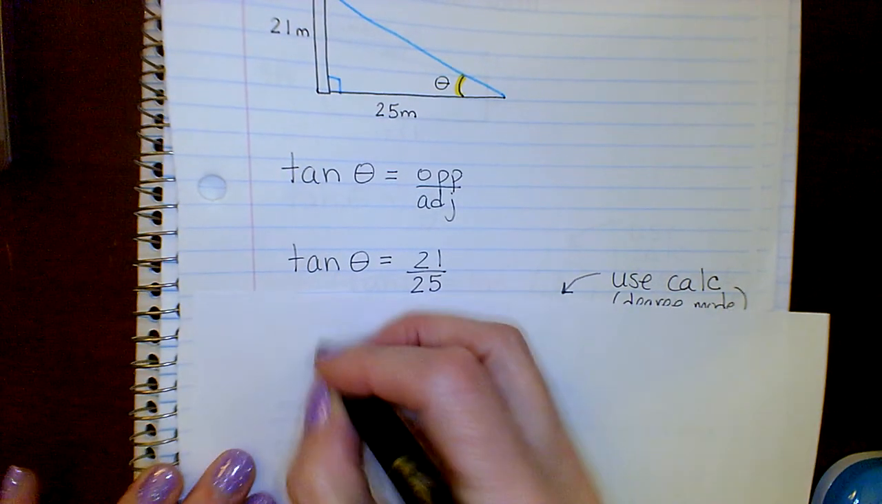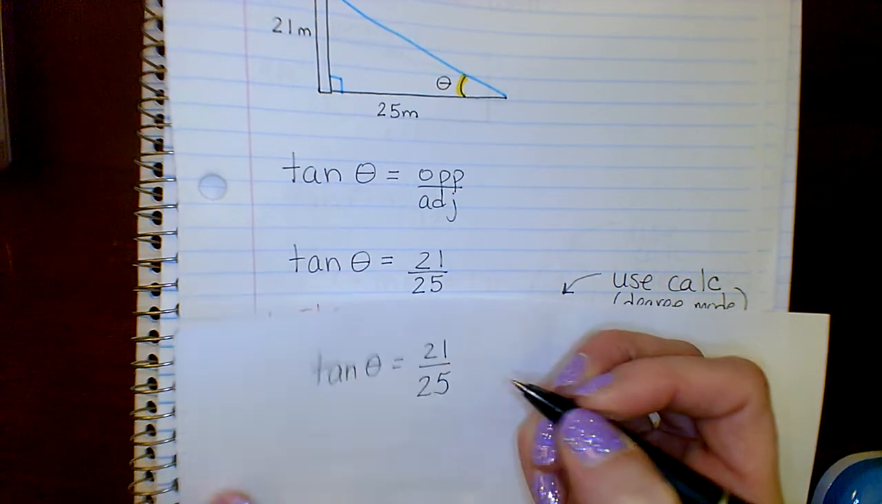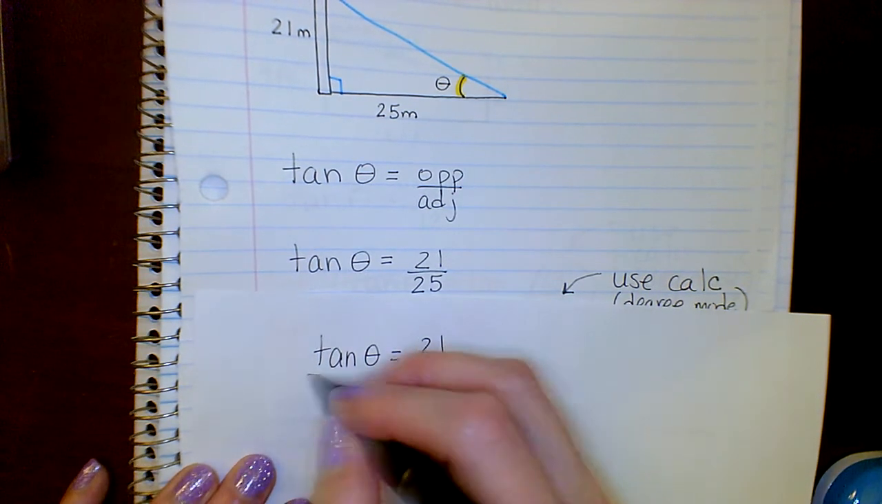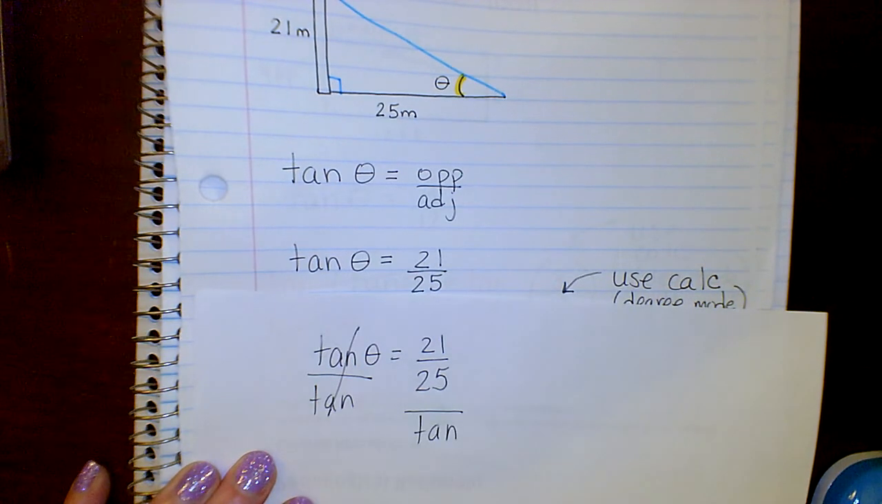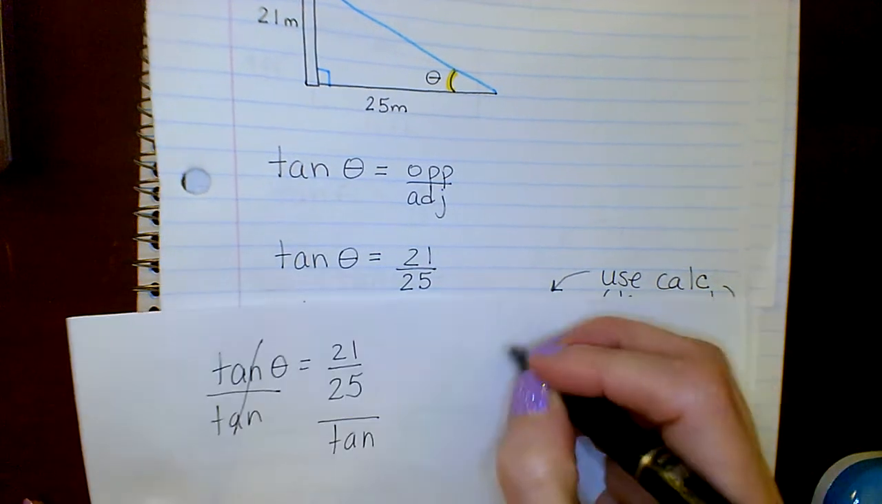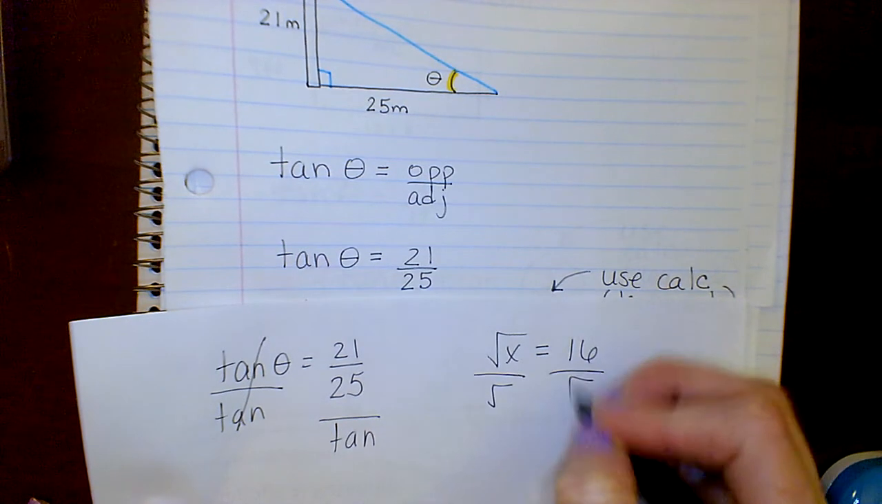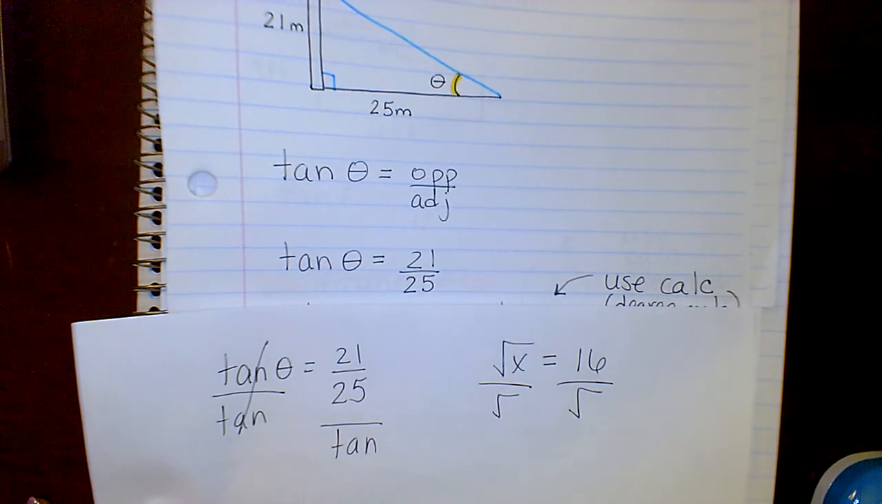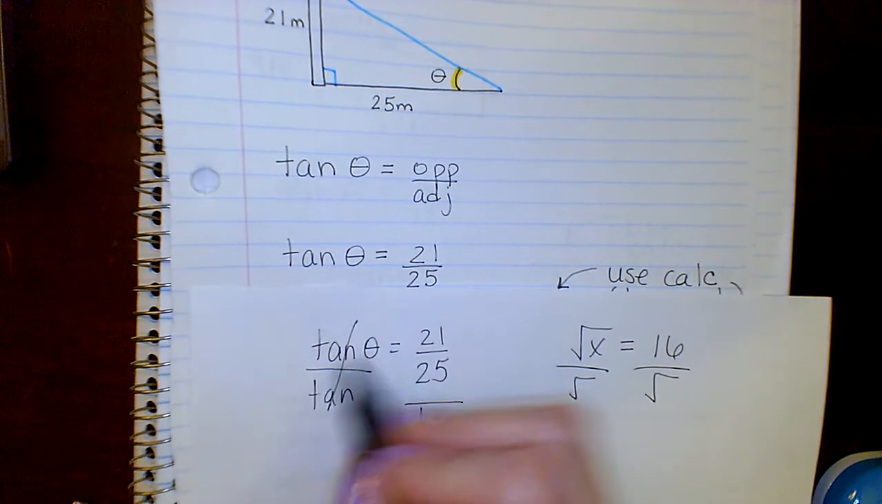Please. Oh, for the love of everything that is good and holy. Please don't do this, and tell me theta is 21 over 25 divided by the word tan. Oh, Lord, that's so bad. If you had the square root of x equals 16, would you divide both sides by that radical? No, you wouldn't, because that's trash. And you're not trash.